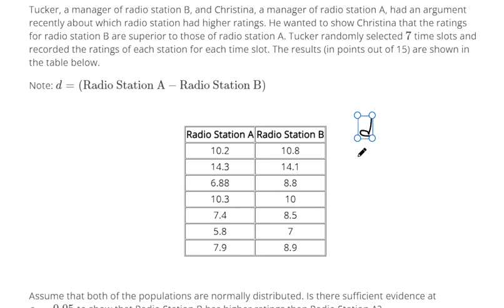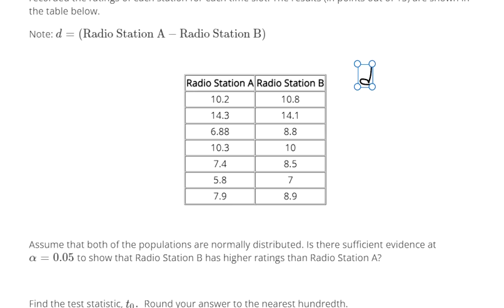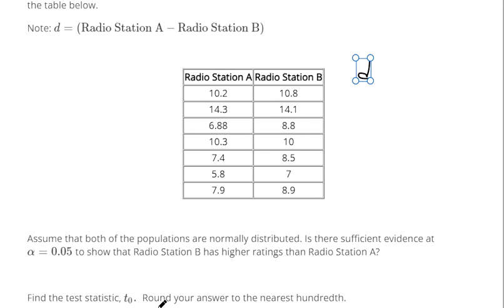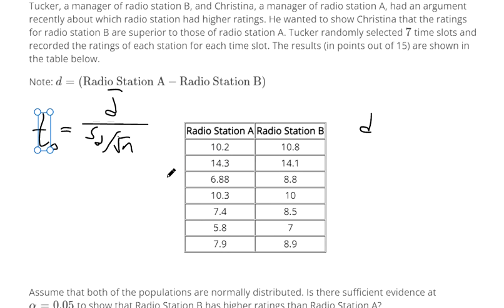They get that difference column, they fill out all those numbers, and then they can calculate the mean from there. We're supposed to calculate that test statistic T sub 0. If we're calculating a test statistic for paired samples, then it's just the mean of column D divided by the standard deviation of column D over the square root of n.